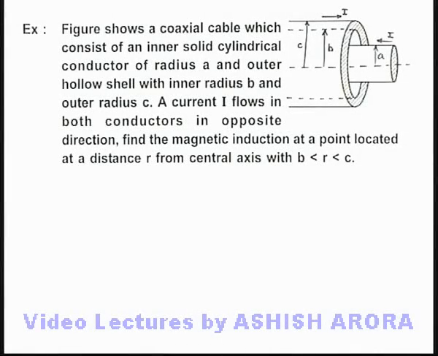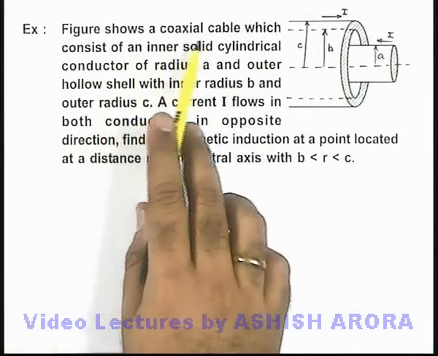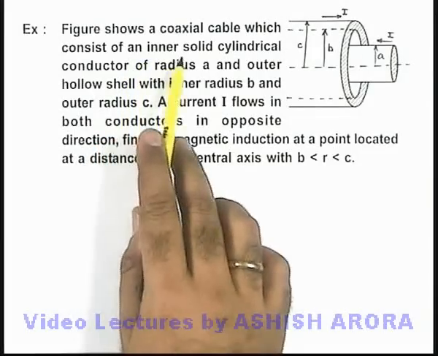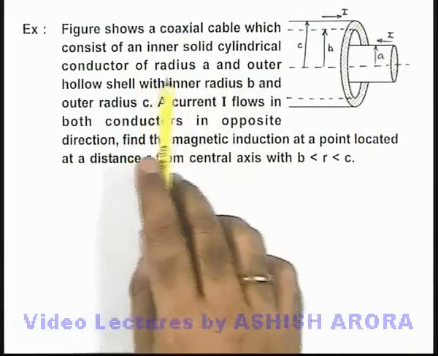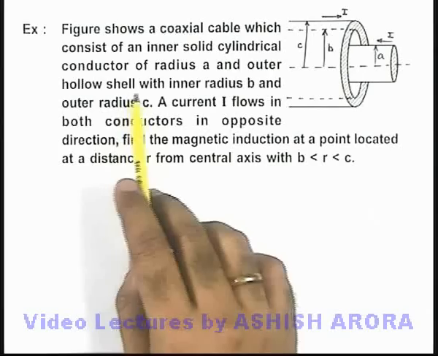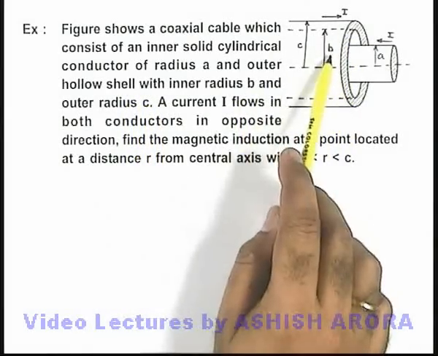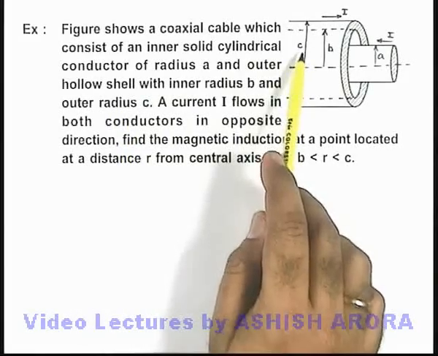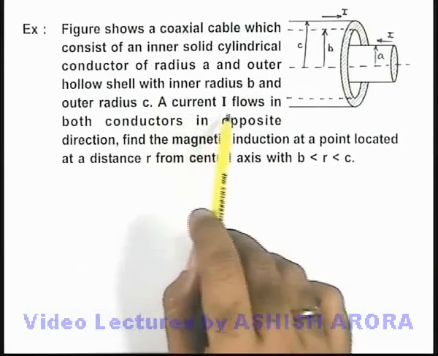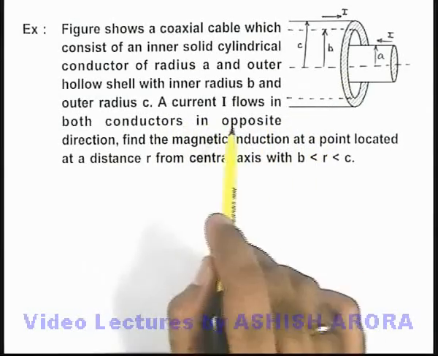In this example, this figure shows a coaxial cable which consists of an inner solid cylinder of radius A, and an outer hollow shell. This is a cylindrical shell with inner radius B and outer radius C. And it is saying that a current I flows in both the connectors in opposite direction.